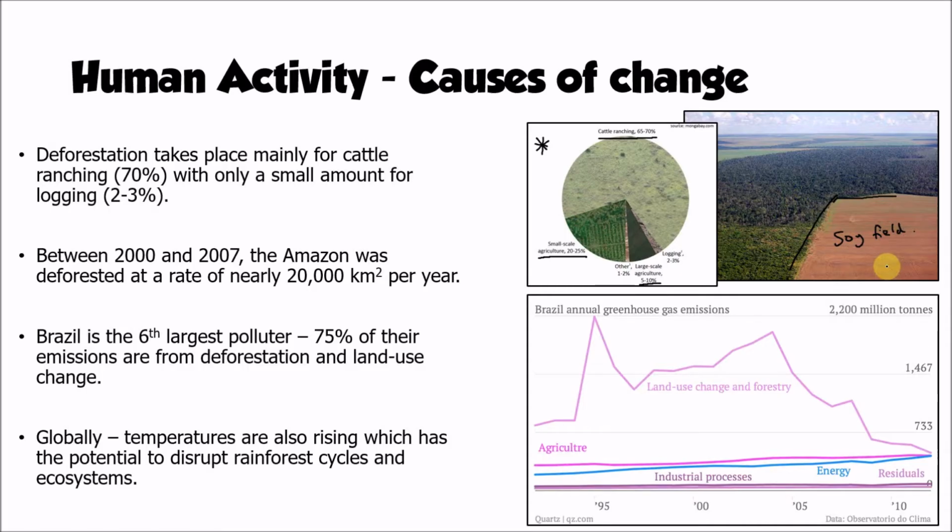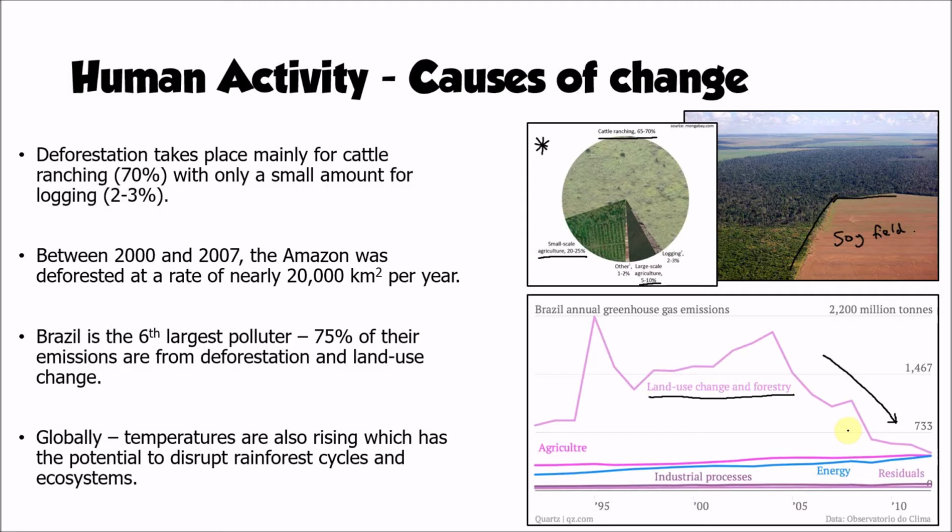Now in the past, Brazil has had a real problem with deforestation, and if we look back to 1995, into the year 2000, 2005, we can see that the majority of Brazil's emissions were coming from land use change and from forestry or deforestation. That has declined in recent years, since about the year 2005, 2006. We'll look at why that's happened a little bit later on.